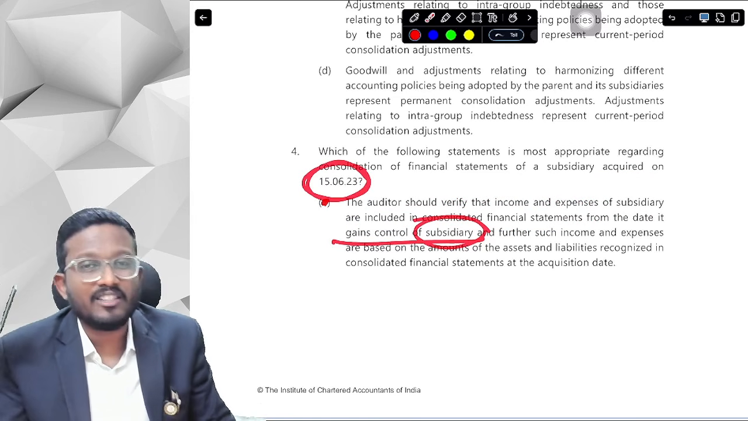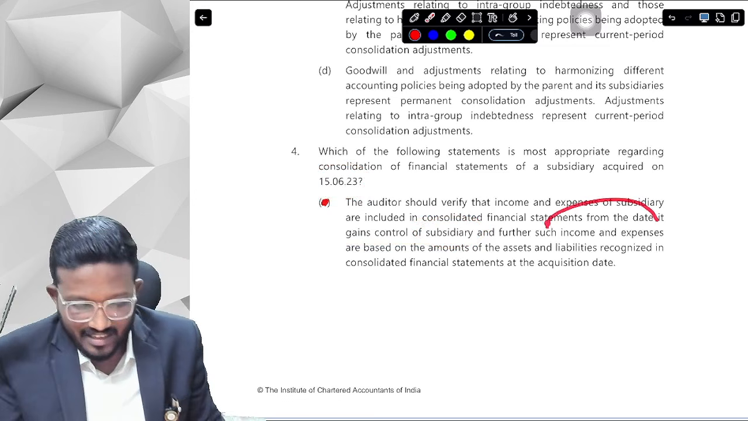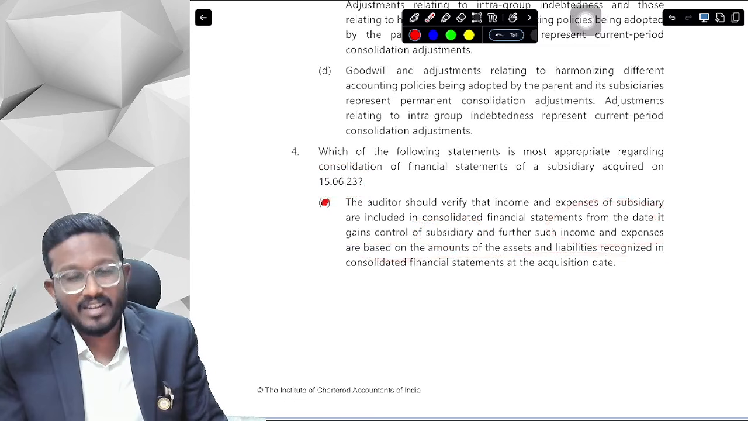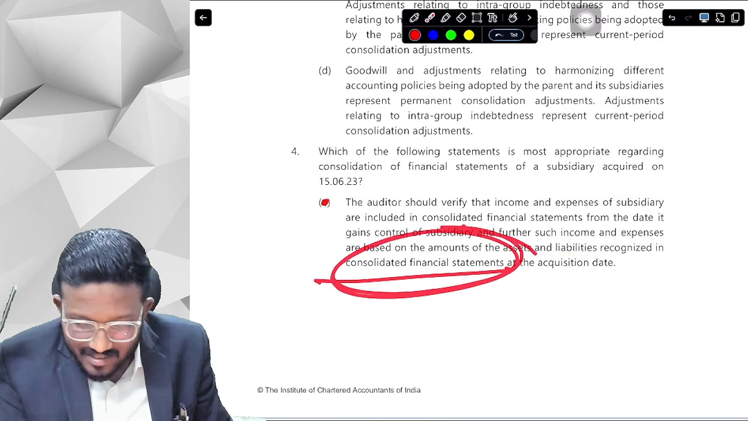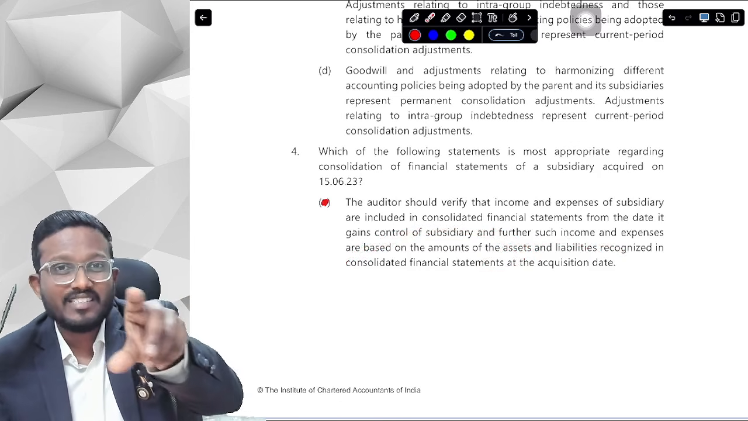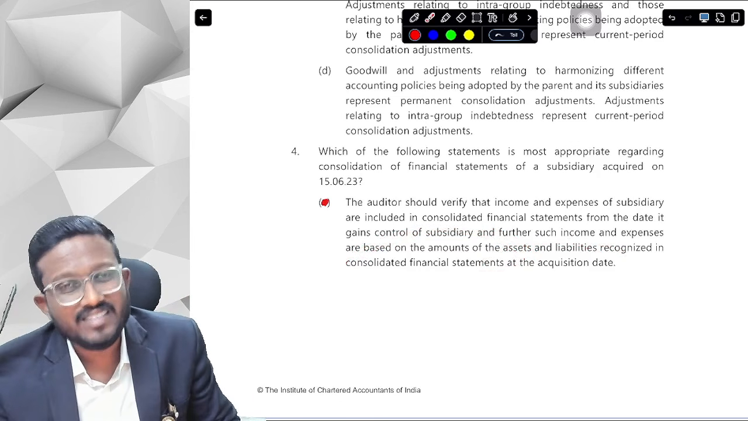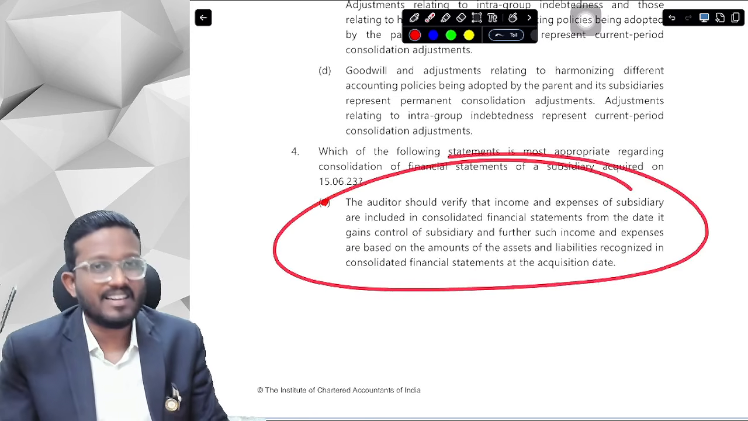So from 15th June, the income and expenses should be included in the CFS, and further, income and expenses should be based on the amounts of assets and liabilities that are recognized in the financial CFS at the acquisition date. So we will calculate the fair value of assets and liabilities on the acquisition date, and based on that we will include them in our CFS. That is correct, and we have already discussed it in our FR.